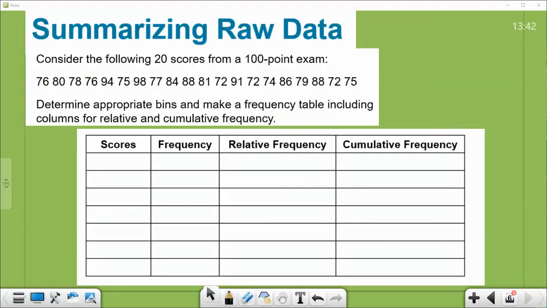All right, let's look at this example, summarizing raw data. Consider the following 20 scores from a 100-point exam. Determine appropriate bins and make a frequency table including columns for relative and cumulative frequency. So let's look for the lowest and highest score. Lowest looks like 72, and the highest is going to be 98.